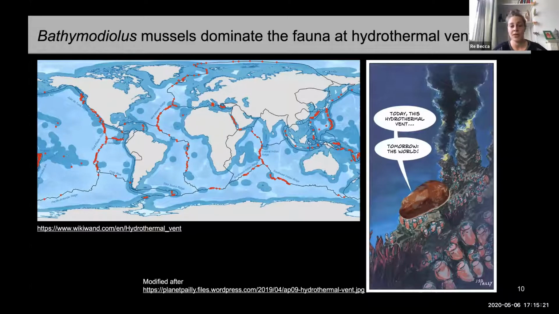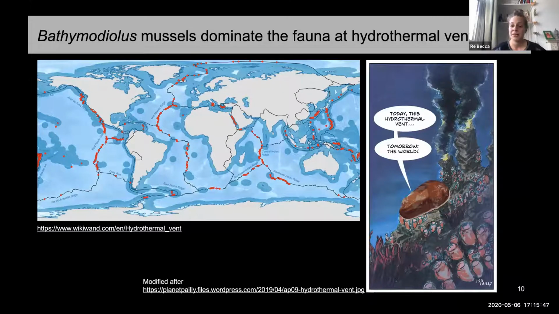So they really dominate all these spreading centers that you have on the ocean seafloor. And in the 1970s, these were basically discovered, and to the scientists' surprise, these environments were full of animal life, which was completely unexpected, as usually the deep sea is considered a desert where you don't have any sunlight and no food from the surface areas.